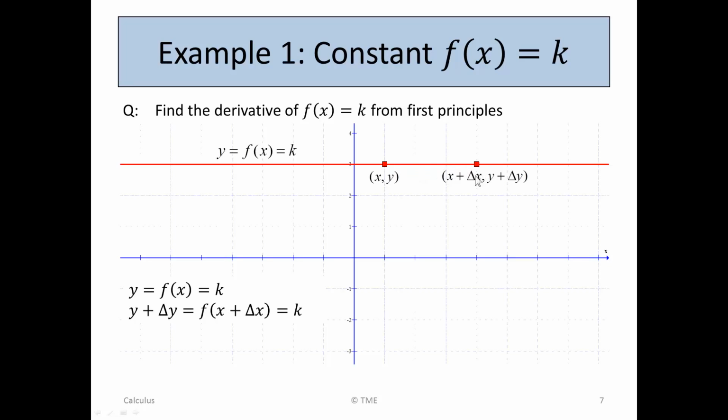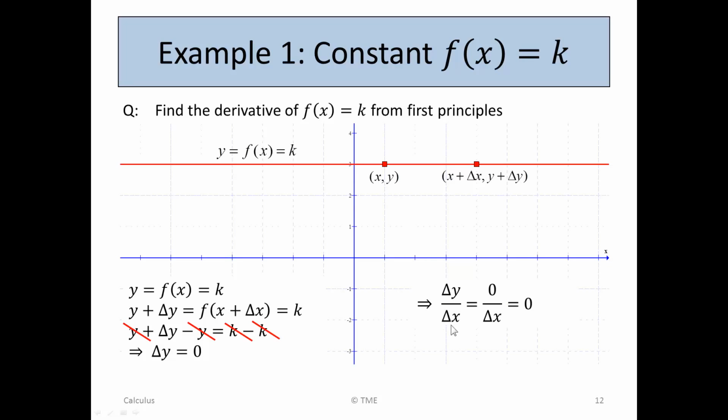So we can find that even though the x has changed, the y plus delta y is really the same value, k. Taking one from the other, y plus delta y minus y is k minus k. So we can cancel the terms out now. The y's cancel, and k minus k leaves delta y is 0. So the change in y value from here to here is no change at all. It's still stuck on 3.